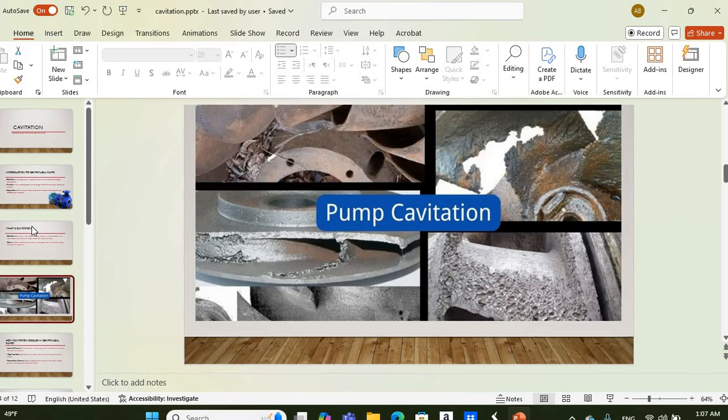This is how it looks inside the impeller. You see erosion of the plate itself, and pitting. It looks like corrosion, but it's not corrosion. It is not pitting or corrosion, but the effect of the vapor bubbles hitting the plates of the impeller.